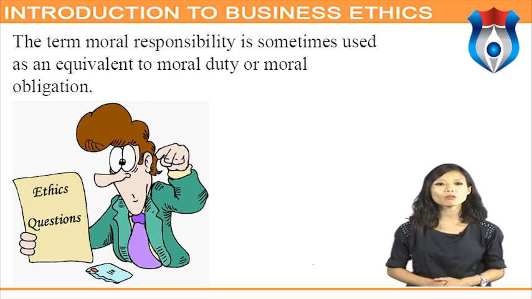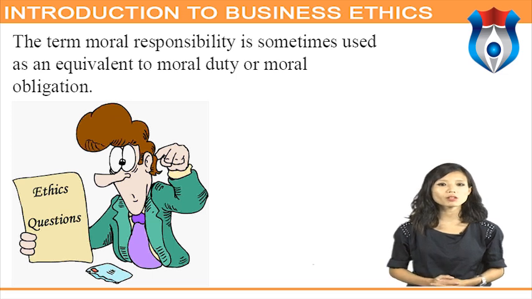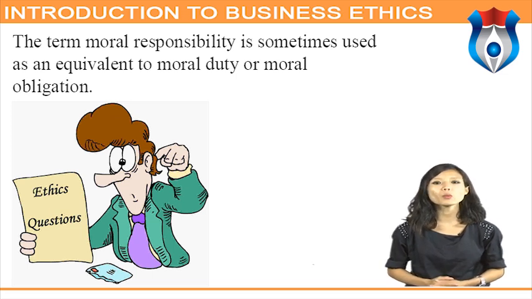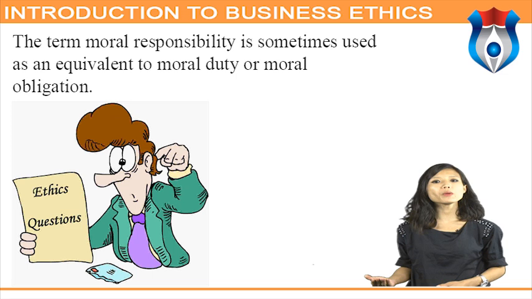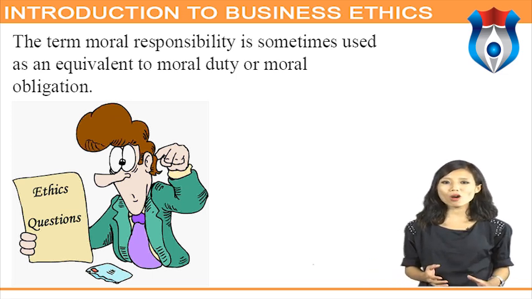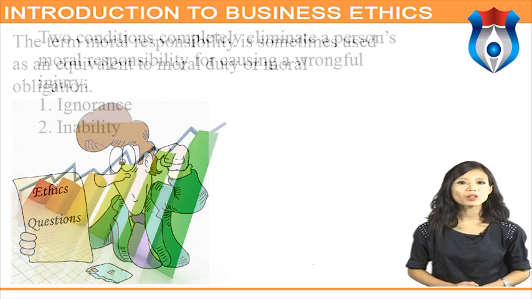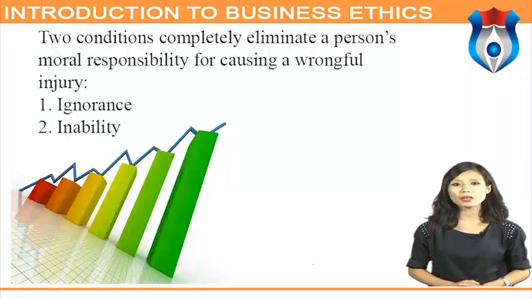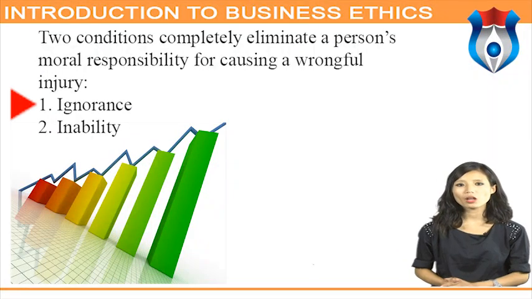A person is morally responsible only for those acts and their foreseen injurious effects which the person knowingly and freely performed or brought about, and which it was morally wrong for the person to perform or bring about, or which the person knowingly and freely failed to perform or prevent, and which it was morally wrong for the person to fail to perform or prevent. Ignorance and inability can completely eliminate a person's moral responsibility for causing a wrongful injury.